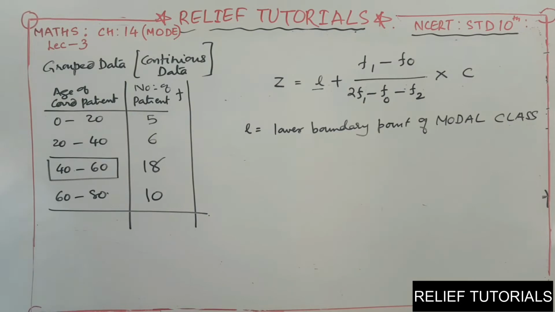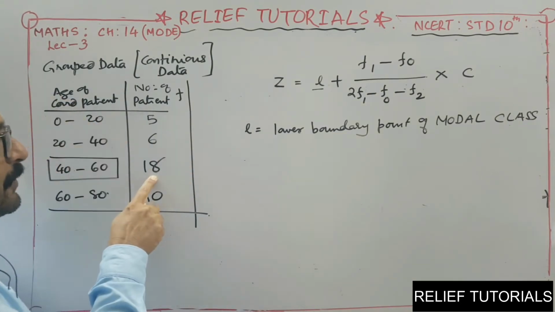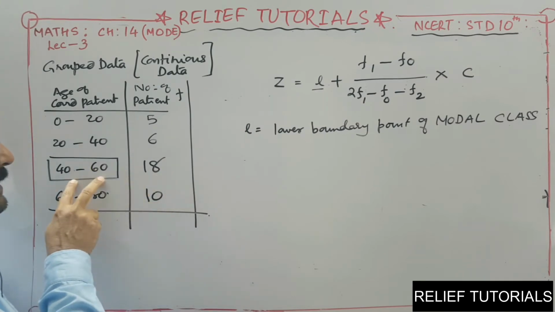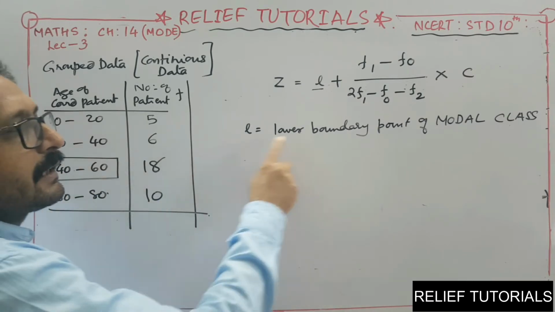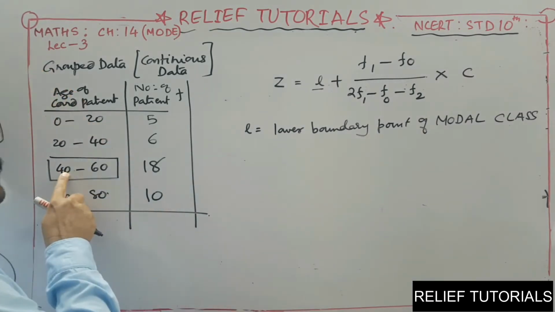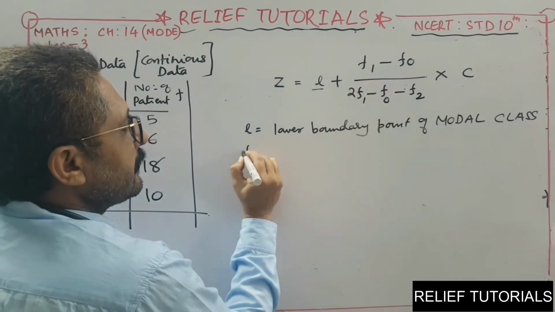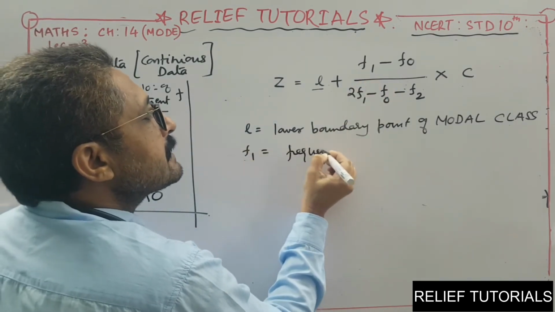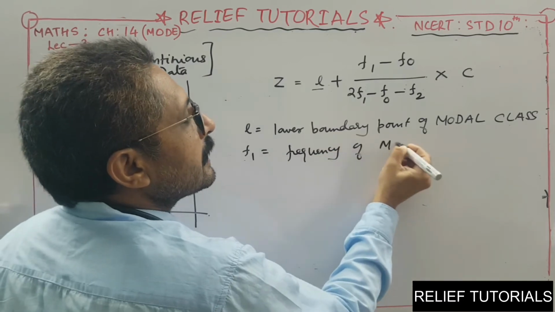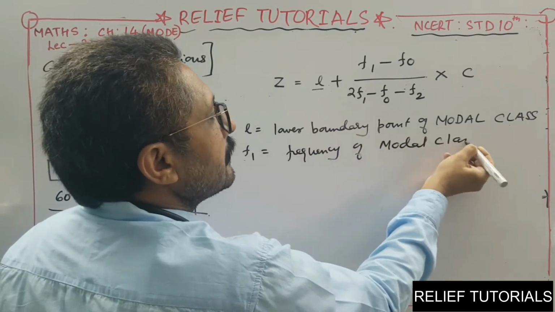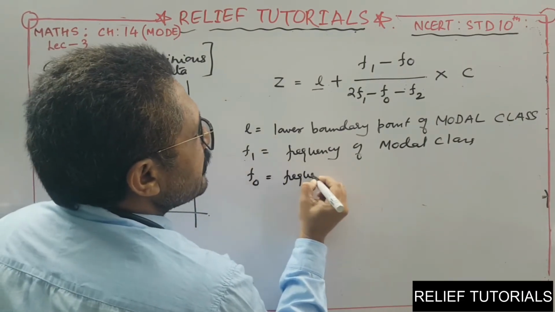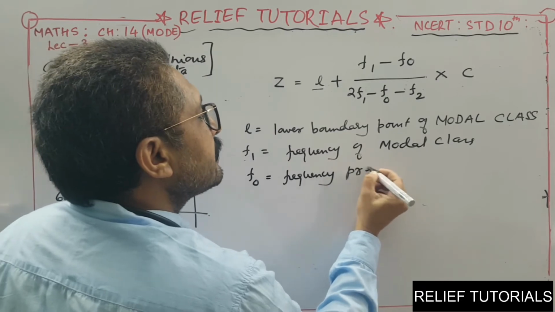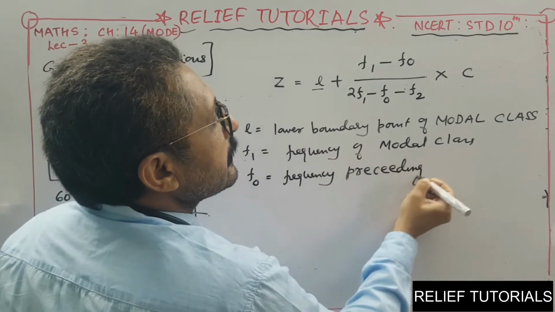But in our case, I told you first we will find the model class. The maximum frequency is 18. Against 18, this is the class, and this is called the model class. So you will write the lower boundary point of the model class. Here in our case, L is 40. Now what is F1? It is the frequency of the model class. What is F0? Frequency preceding the model class.